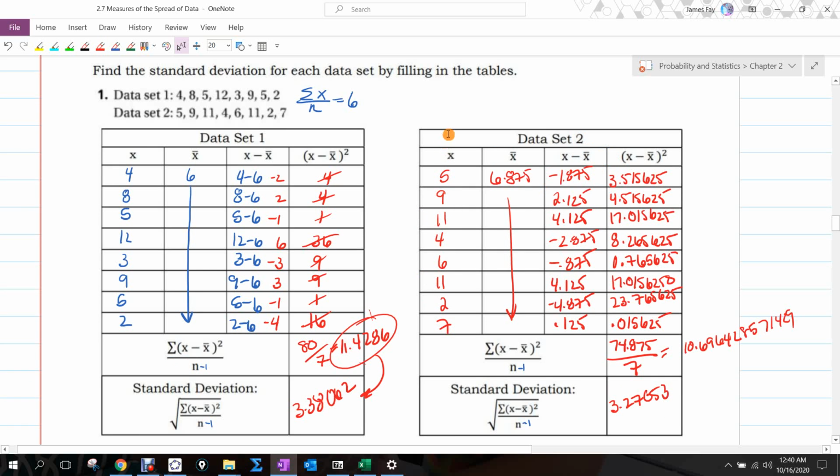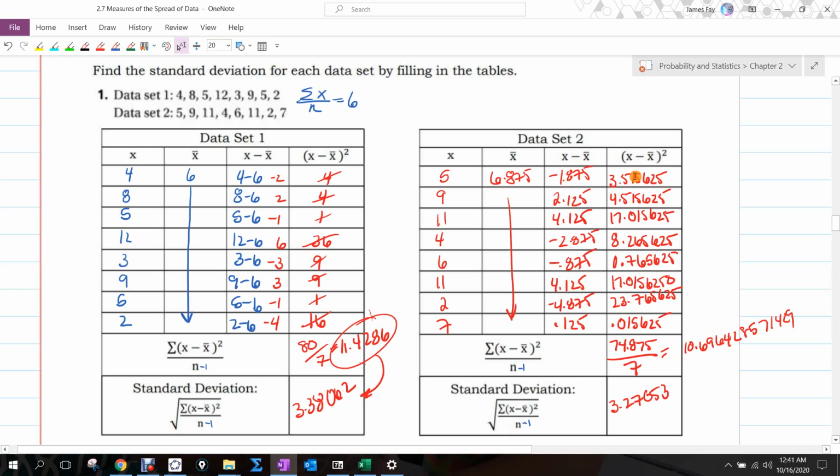Okay, so all I did is I listed my data set here. If we average them out, they go to 6.875. And this is where I was saying that you might want to write down, like over here we said 4 minus 6, we wrote it down. Here you might want to actually write down 5 minus 6.875. I didn't, I just did these calculations in my head. I subtracted those things out. Okay, so those were my deviations.